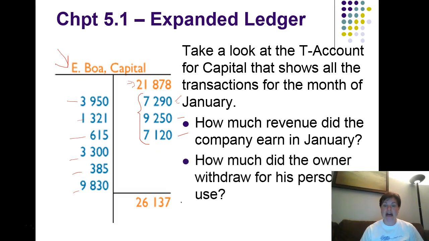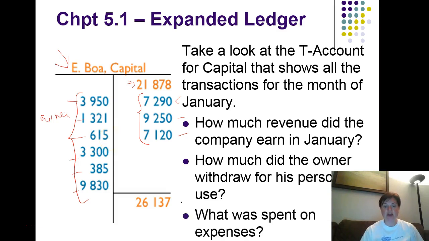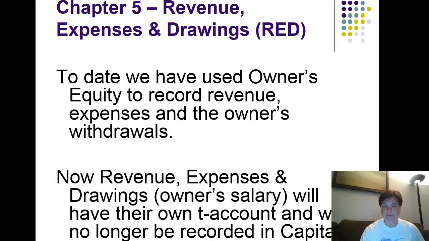The next question is how much did the owner withdraw for his personal use? So with these expenses over here, what did the owner take out? And finally, what was spent on expenses? The owner would want to know that. Is this the rent? Is this one here, I don't know, wages for the month? Is this here, who knows, right? And so the owner would want to know these things.